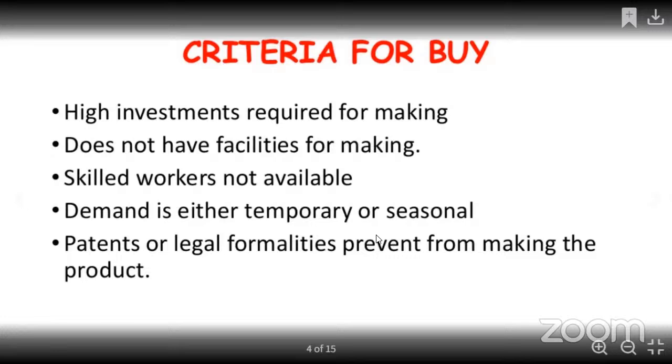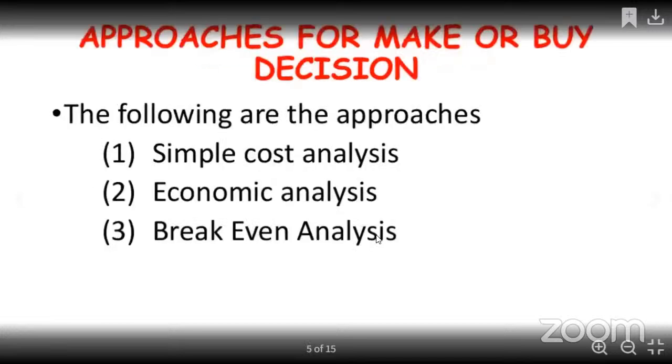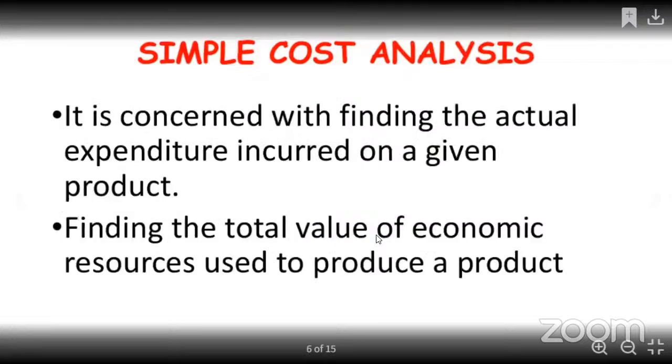Let me take one example: a car manufacturing company. Without tires, the company cannot produce a car. The tires are most important. So the car manufacturing company has two alternatives. They can produce their own tires, or they can buy the tires from another supplier. Which is the best alternative for reducing the cost? So what are the approaches? There are three approaches for make or buy decisions: simple cost analysis, economic analysis, and the third one, break-even analysis. Let's go one by one.